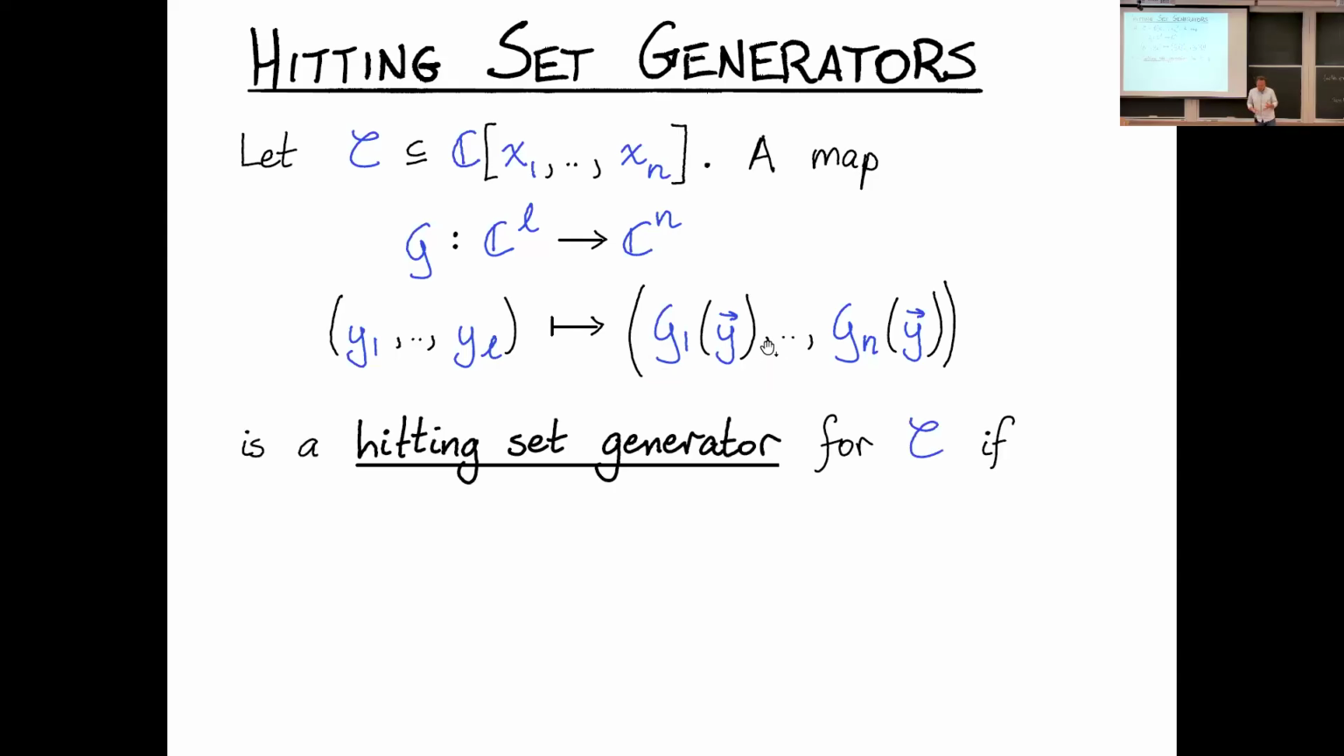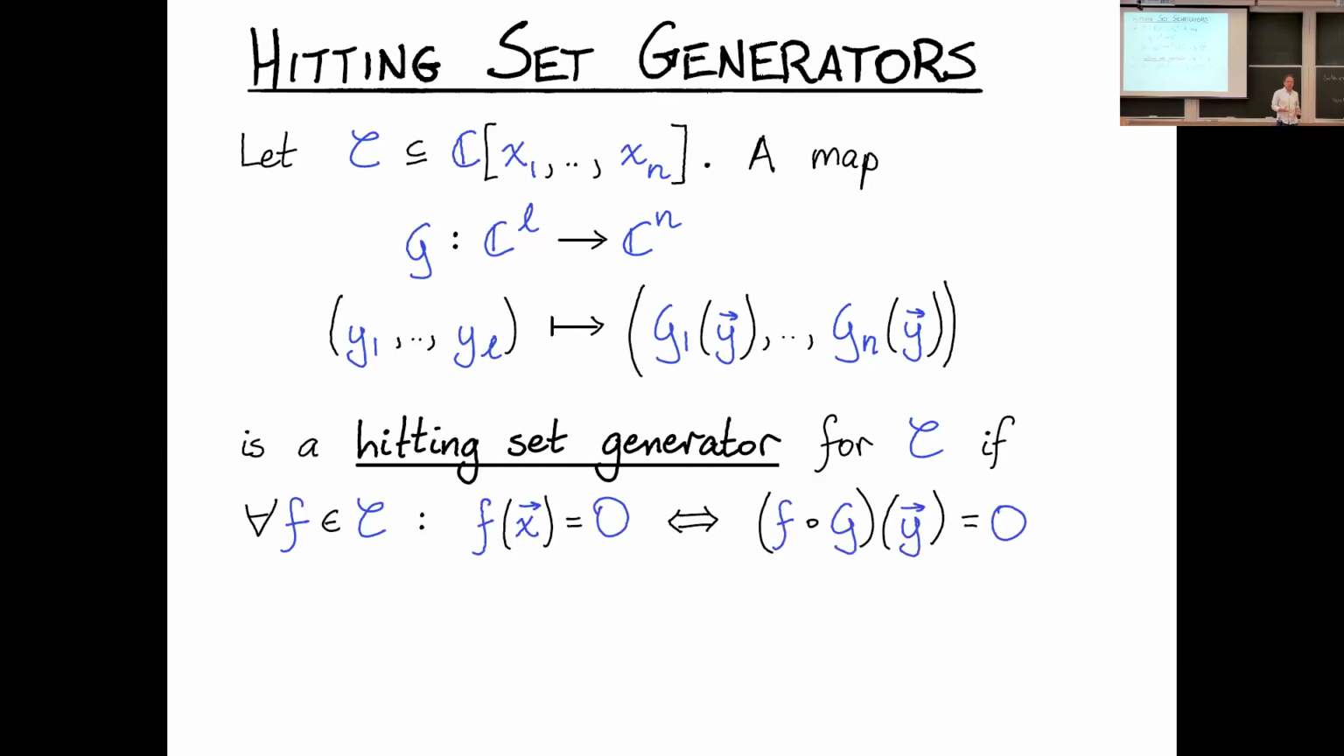And we say that this is a hitting set generator for the class script C if for every polynomial f in script C, you have the following condition: f is 0 exactly when the composition of f with g is 0. So you can think of these hitting set generators as maybe doing one of two things. Either it's a variable reduction procedure where you can take this n-variate instance of polynomial identity testing and reduce it now to some L-variate instance in a correct way.